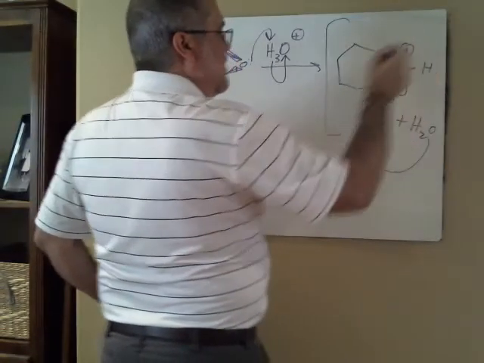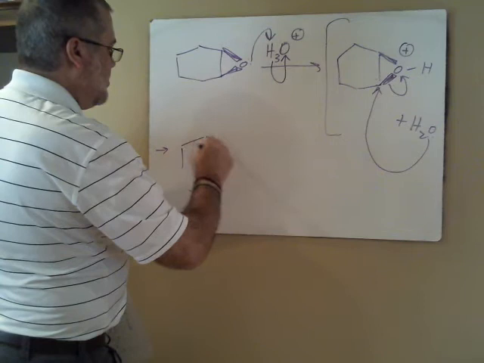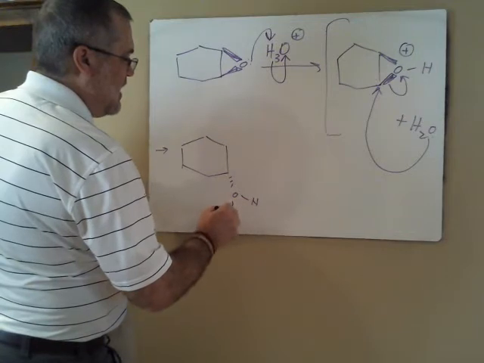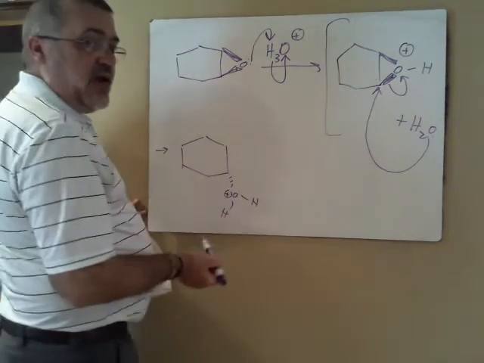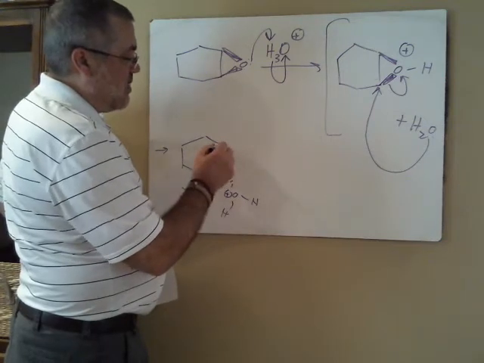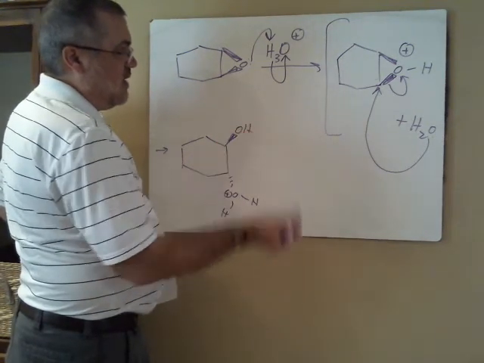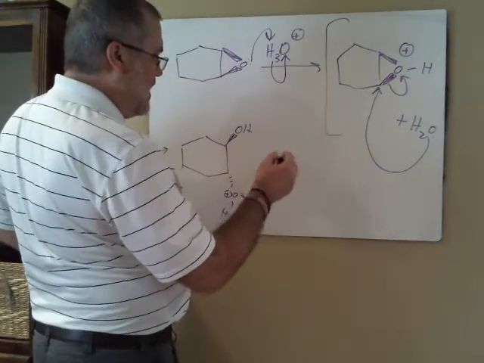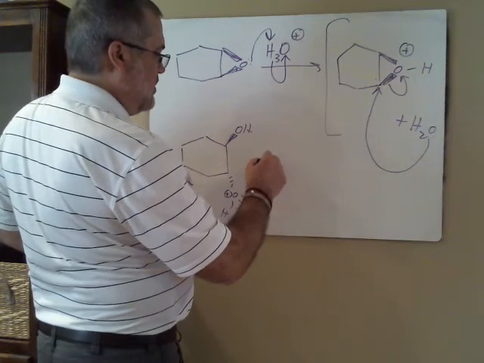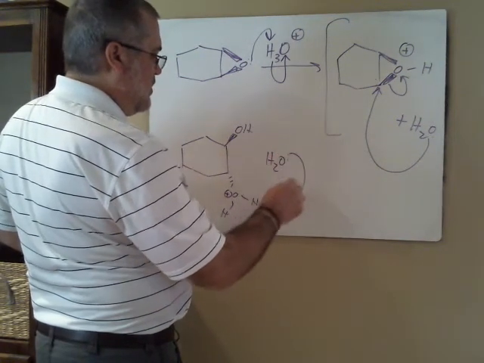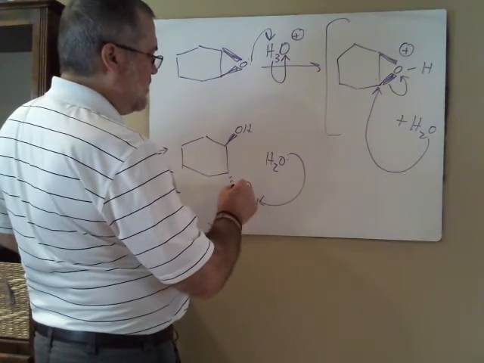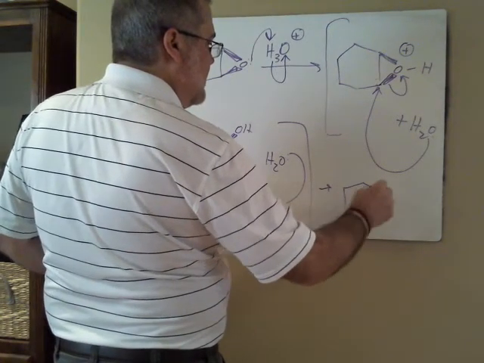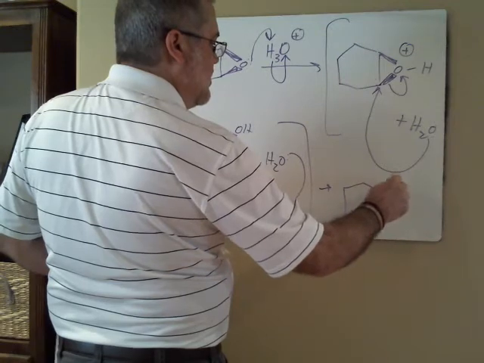And so the result of that is still an intermediate, because what I'm adding is neutral water, remember, and I'm adding it from below, because it adds in an anti-manner. Okay, and remember it also adds Markovnikov. We remember that from last semester. And so I end up with this intermediate, right? And then I've got plenty of water around, so water is just going to come in and take that proton off, move these electrons in. And so the resulting product is this trans diol.